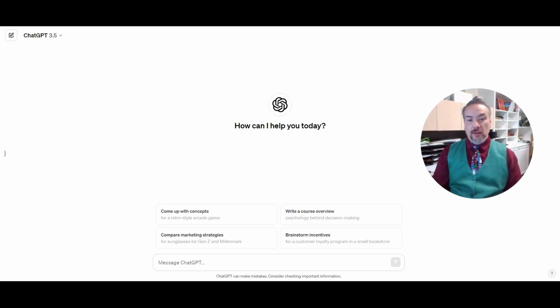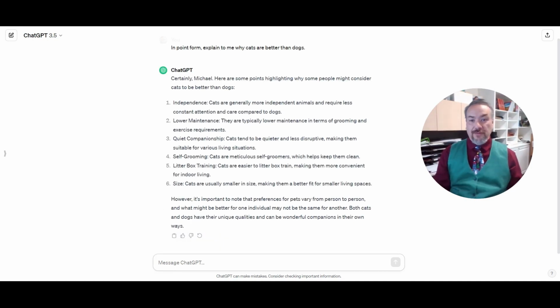In this next scenario, the student uses ChatGPT to help them come up with reasons why cats are better than dogs. Let's just put that in. So it gives them 6 reasons why cats are better than dogs. And now the student may take that and use that to write their paragraph.